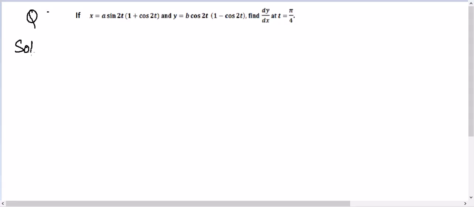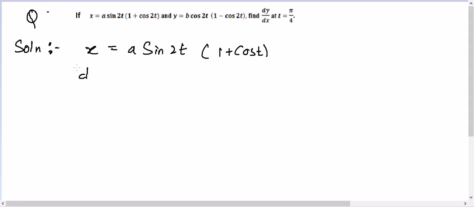To solve this question, we need to find dy by dx. Note that both y and x are functions of t. When I write x is equal to a sine 2t times (1 plus cos 2t), you can see that on the right side we have all the terms in t.